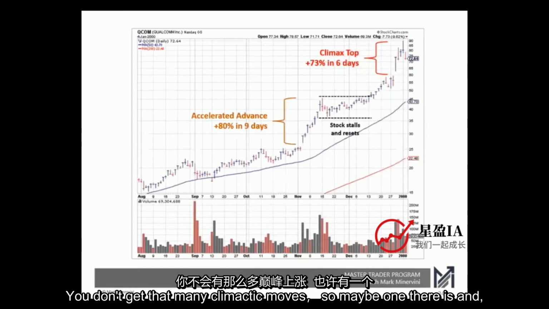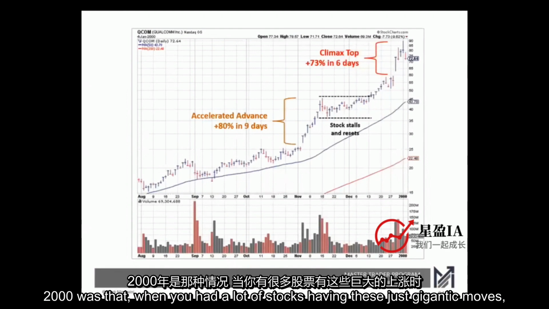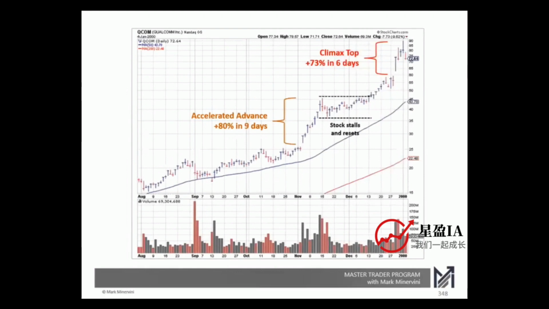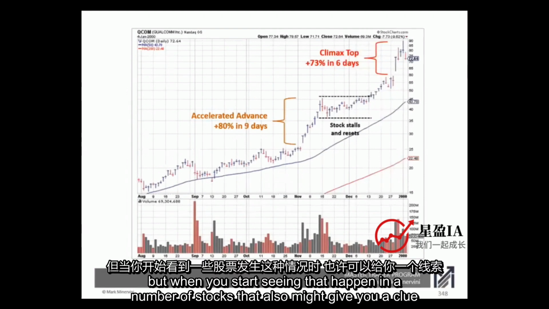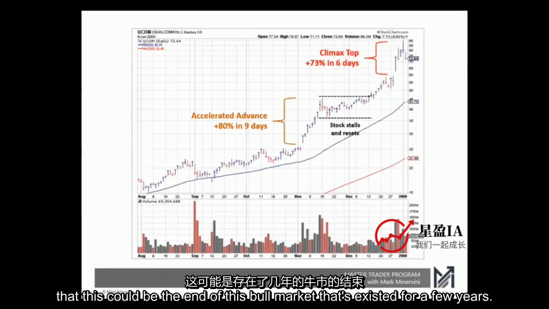You don't get that many climactic moves. Maybe in 2000 you had a lot of stocks having these just gigantic moves. But when you start seeing that happen in a number of stocks, that also might give you a clue that, hey, this could be the end of this bull market that's existed for a few years.